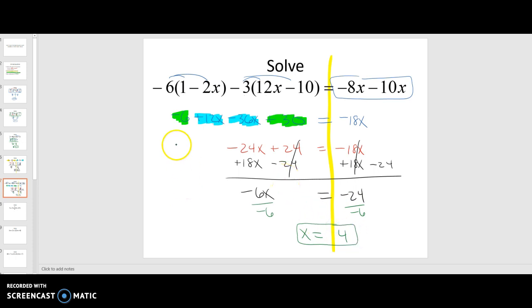So to review the problem, first thing I do is I distribute on the left side. And at the same time on the right side, I combine these like terms. Combine like terms on the left side then, and now I completely have each side of the equal sign simplified. Move the variables to the left, constants to the right, and then I'm left with just undoing division. Okay?